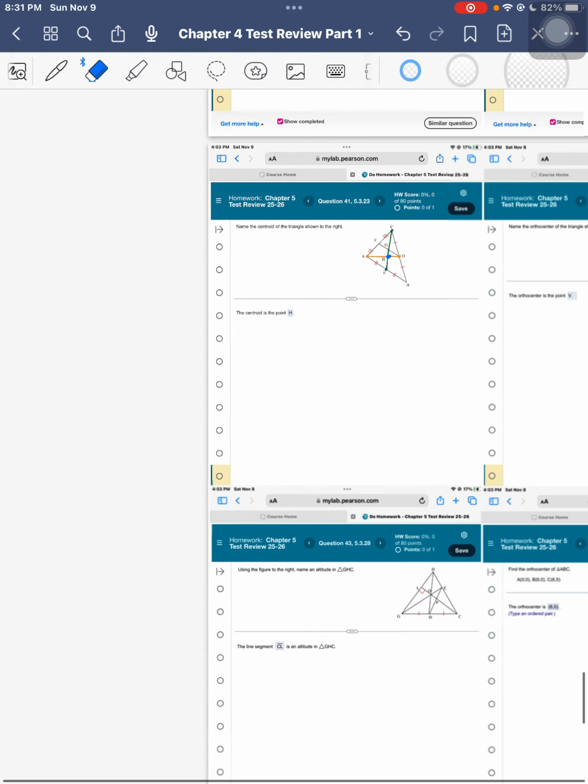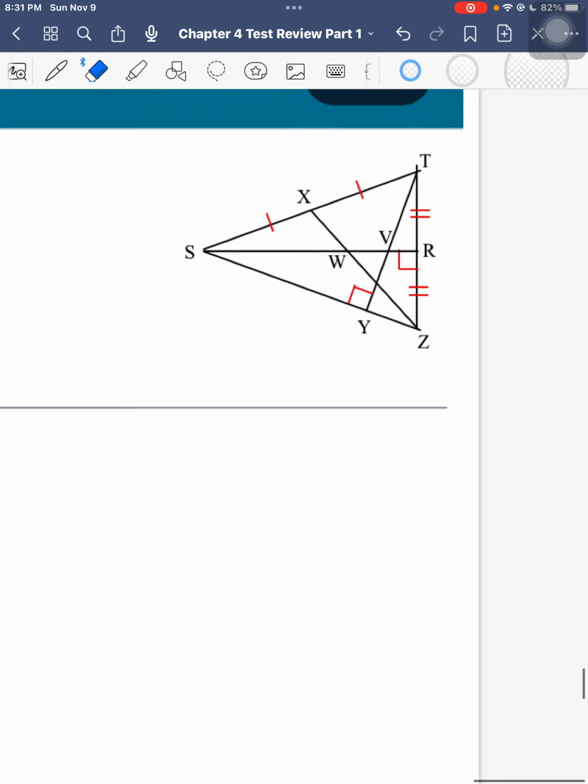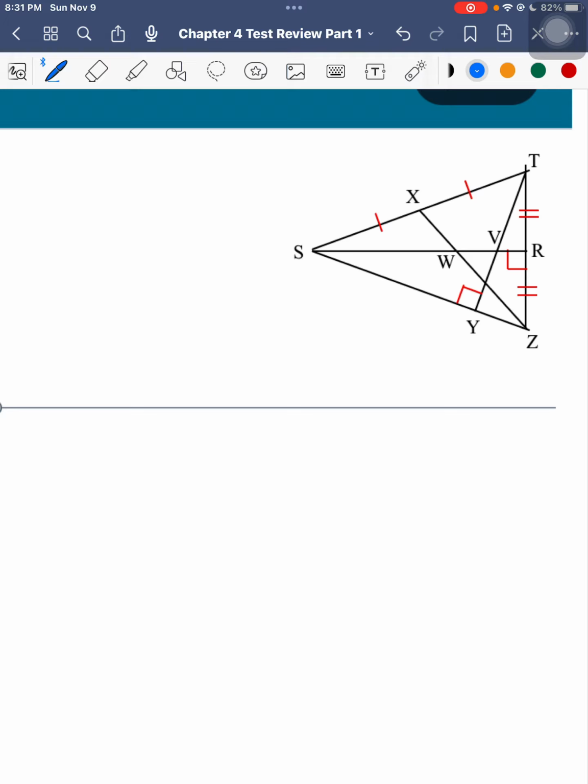So my centroid is H. Name the orthocenter of the triangle to the right. In order to find my orthocenter, I need to find all my altitudes. Once again, I know altitudes start at the vertex, so let's look at S.